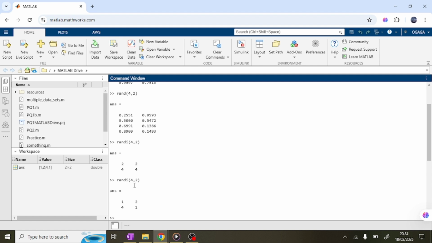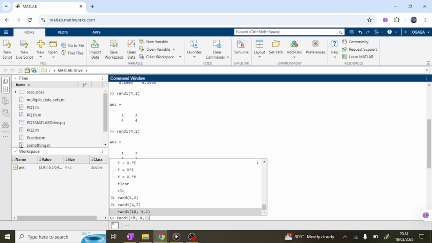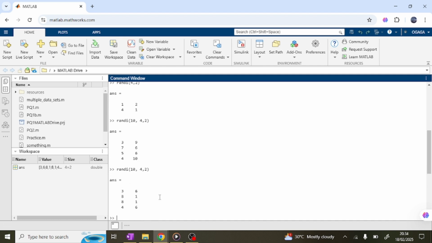random. Now we can determine the range, saying that our random number values should not be more than 10. Let me use a 4 by 2 matrix. Now it's really 4 by 2: 1 2 3 4, by 2. So you see that it's not more than 10. If we run the same command, we'll have different results, but it's not more than 10, because we've given that it should not be more than 10, and it's a 4 by 2 matrix.